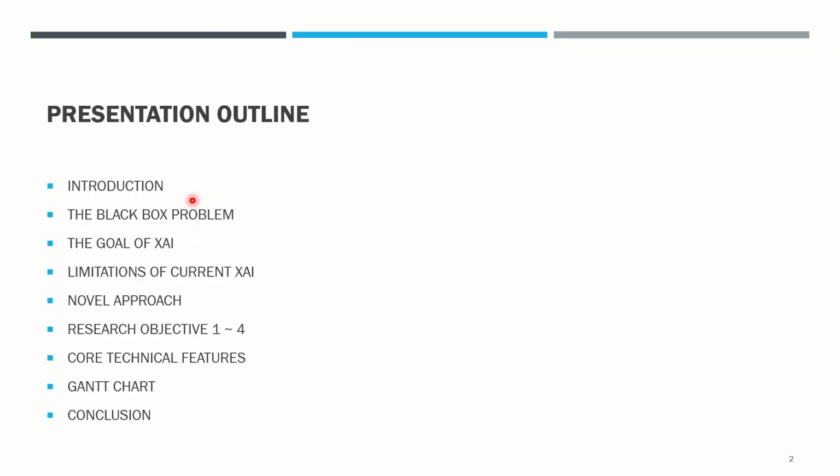Here is the outline of my presentation. We have the introduction, the black box problem, the goal of XAI, the limitations of current XAI, the novel approach used in this research, the research objective, the core technical features of the research, the Gantt chart, which is the research timeline, and also the conclusion.